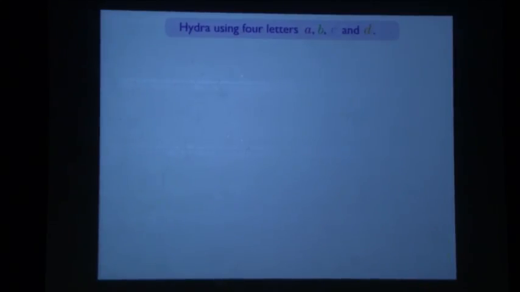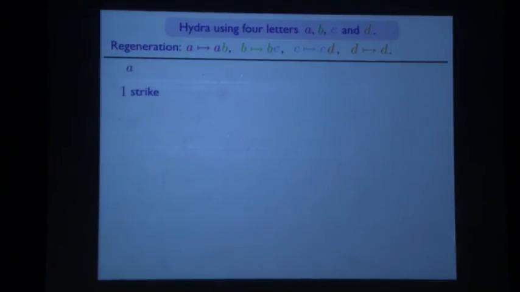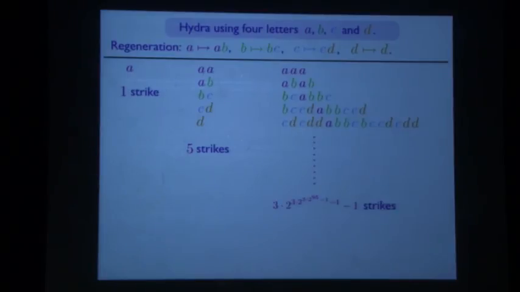It's 4 letters: A, B, C, and D. Regeneration like this. A goes to AB, B goes to BC, C goes to CD, D goes to D. Against 1 A, it kills that immediately. A squared goes like that. A cubed goes like this. He eventually wins, and it takes that long.